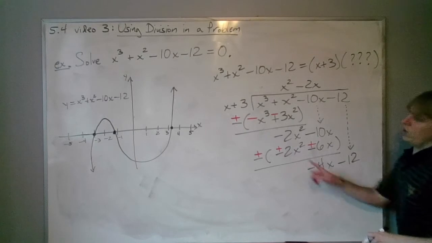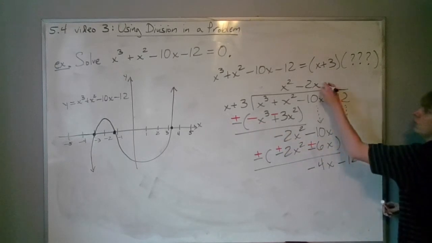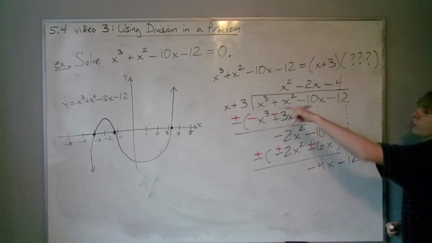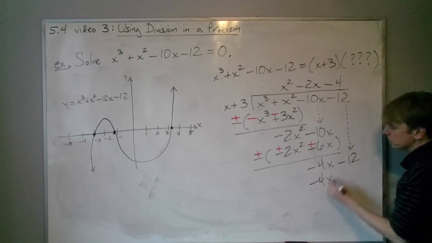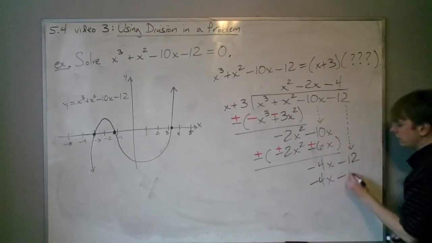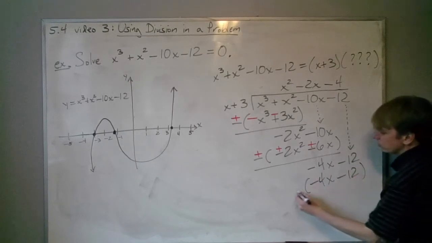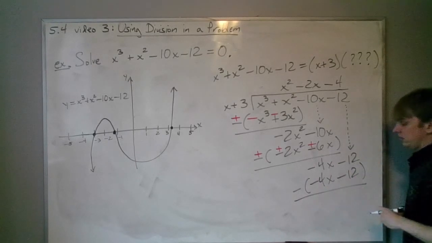Okay, negative 4x divided by x would be negative 4. Negative 4 times everything on the left. Negative 4 times x is minus 4x. Negative 4 times 3 is negative 12. We're supposed to flip some signs.